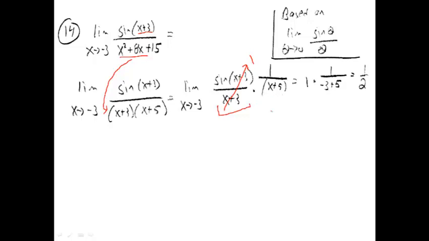X plus 5, the x is going to become a -3, and we get a value of 1/2 out of it in total. But I do want to say something. We need to be careful because this is not saying that the angle is going to 0. Of course, the angle is x plus 3, and x going to -3 is the equivalent of x plus 3 going to 0. Those are the same things, so we can apply this limit that we're using right here.